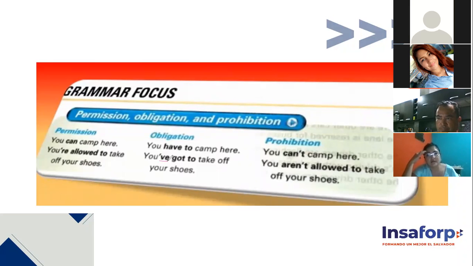What about the third column? Prohibitions. You can't camp here. We have can't. Then aren't allowed to. The verb to be plays an important role here. If it is I am not allowed to. If it is she isn't allowed to. So basically the verb to be is going to be playing an important role here. Do you have any example or any question that you want to share? Do not drink and drive. Yes, exactly, that's prohibited, that's a prohibition.